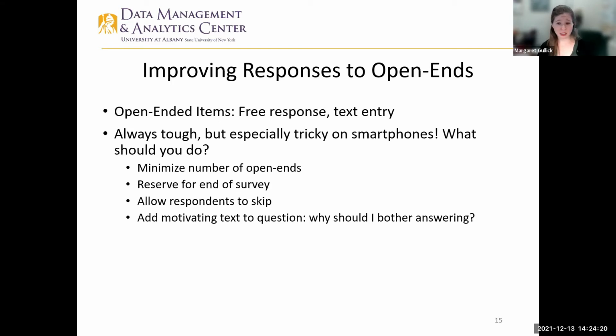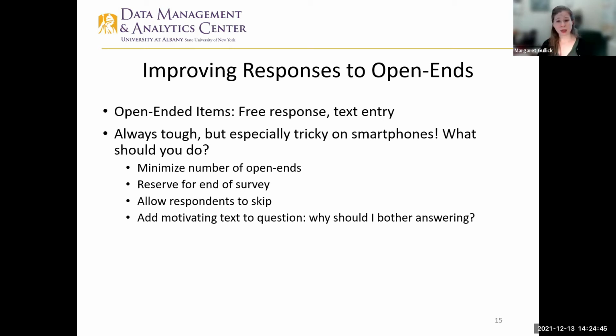First, minimize the number of open ends. How many things do you really not already have good categories or answers for? Where do you really critically need that qualitative open-ended input? And keep it only to those items. We also suggest trying to reserve them for the end of the survey where you can, so that if someone gets to it and drops out, they haven't missed all of the rest of your survey at least.